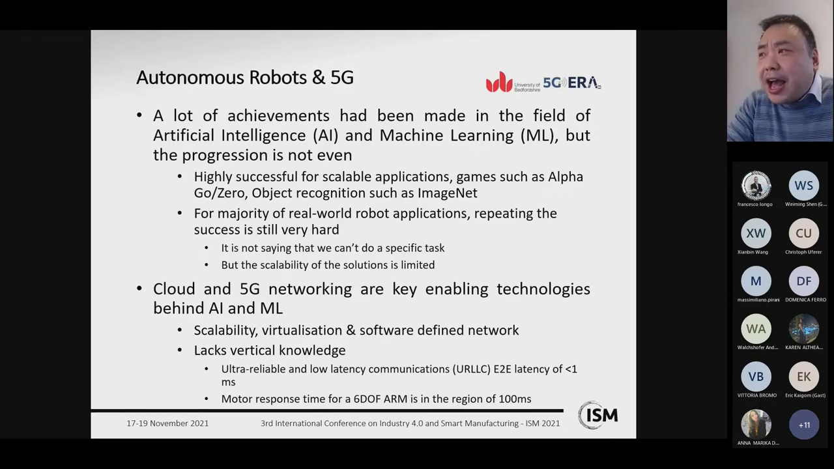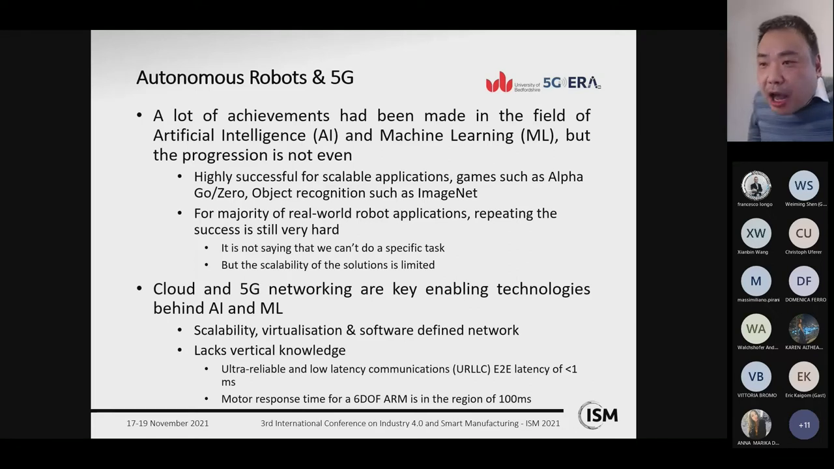It's kind of hard for us to repeat the success of AI and machine learning in the real field of autonomous robots. It's not to say that we can't do one thing specific. If we know exactly what the scenario and the task will be, we'll find a solution for that. But we cannot scale that. A big problem for autonomous robots is that the scalability is limited. So we are very good in the lab environment, but in real-world settings, we are limited.